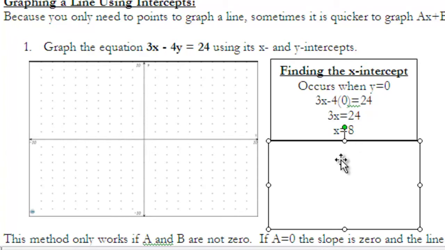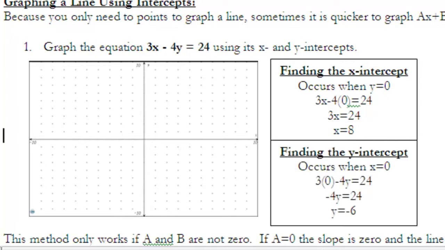Then for the y-intercept, I'm going to do the same general idea, except this time I'm going to let x equal 0. If I let x equal 0, it's like covering up this part of the statement, and I'm just looking at -4y equals 24, because 3 times 0 is 0. Then if I divide both sides by -4, I get y equals -6.